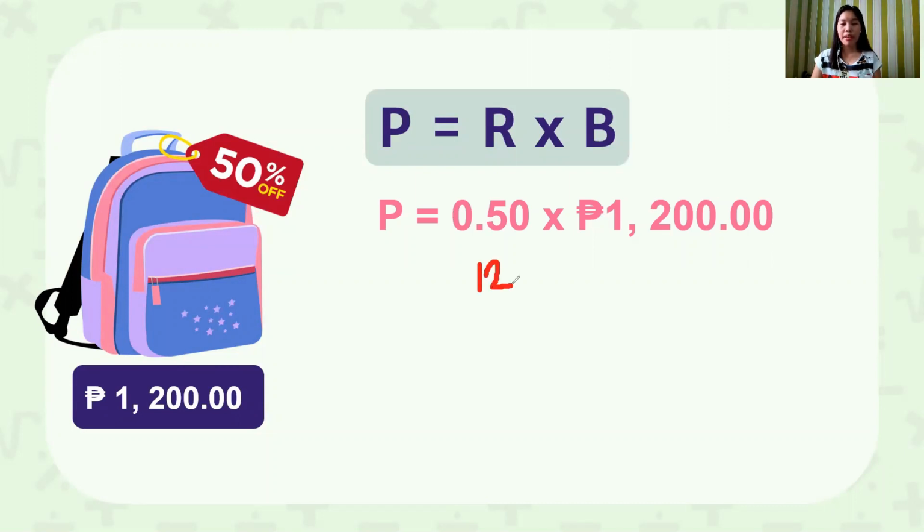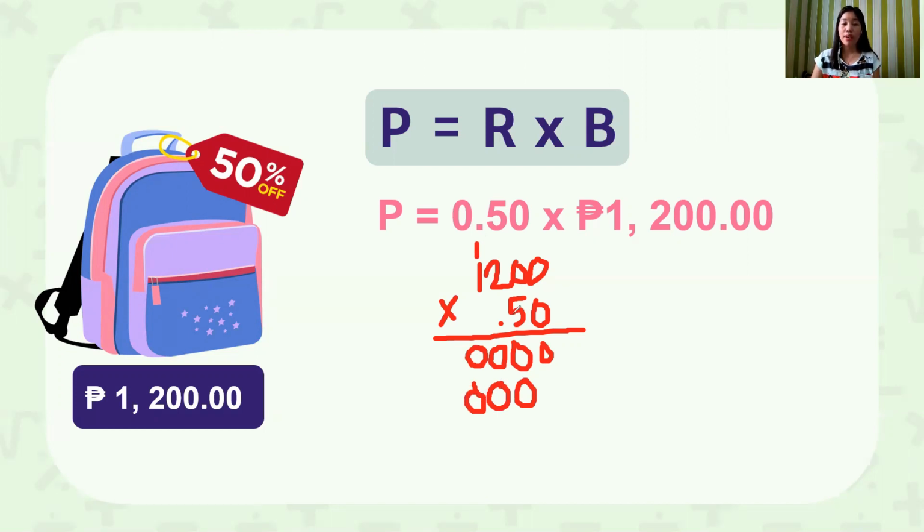We multiply decimal numbers the same way we multiply whole numbers. In this case, we will multiply 1,200 by 50 hundredths. Zero property of multiplication: any number that we multiply by 0, the answer is 0. So 0 times 0 is 0. 0 times 0 is 0. 0 times 2 is 0. And 0 times 1 is 0. Next number, 5 times 0 is 0. 5 times 0 is 0. And 5 times 2 is 10. Carry 1. 5 times 1 is 5 plus 1 is 6.